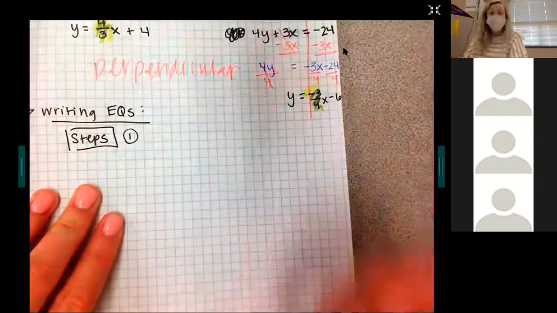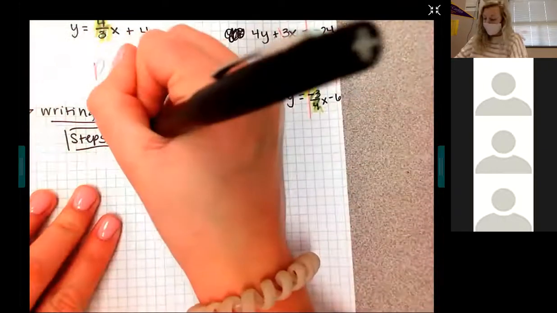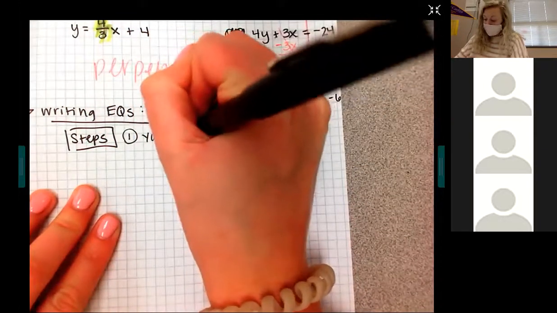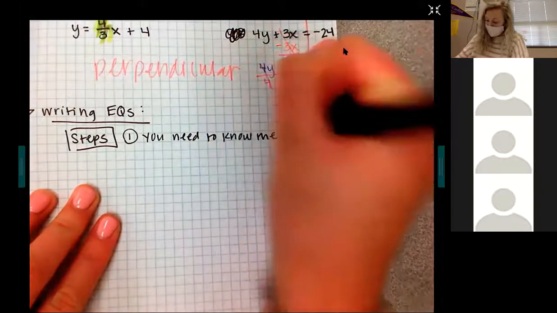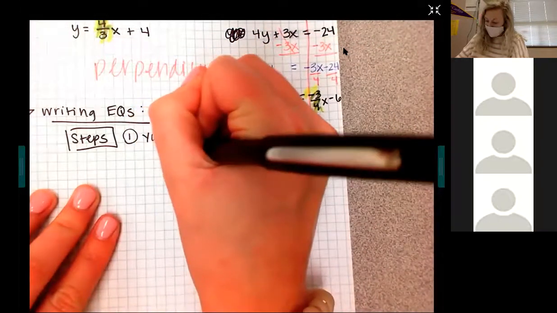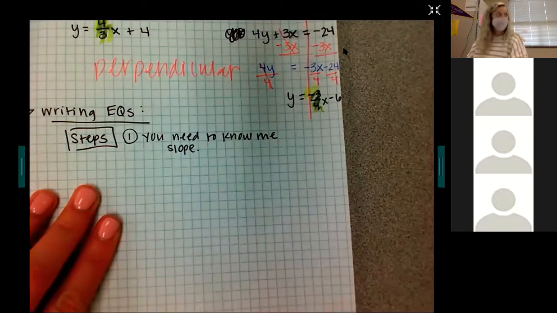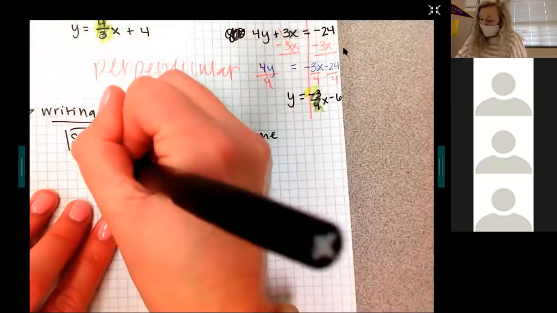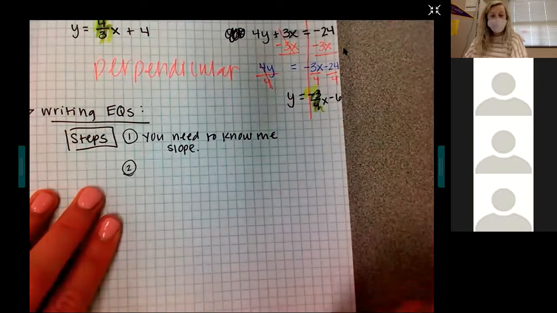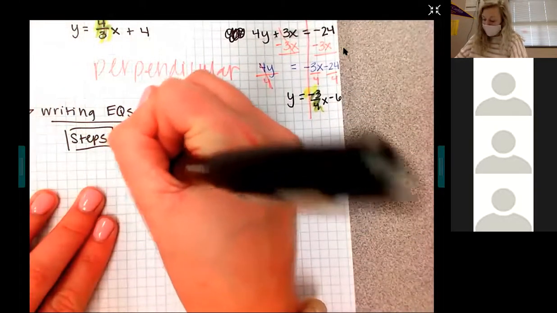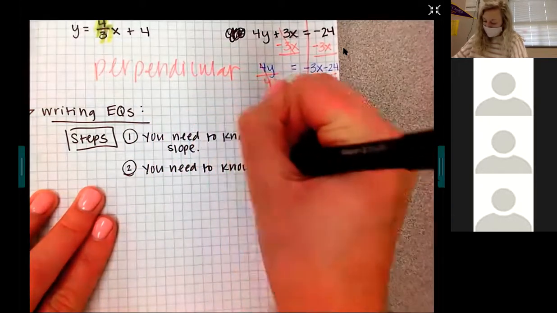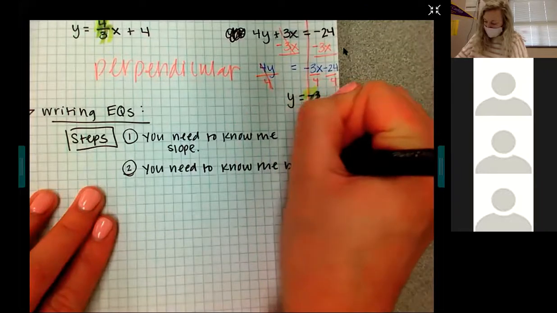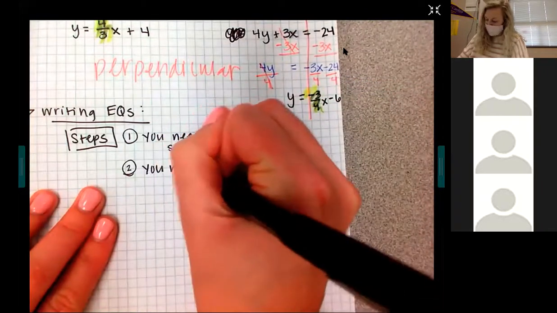Step one, to write an equation, you need to know the slope. Step two, to writing an equation, you also need to know the base. And y'all just told me the base was the y-intercept, right?